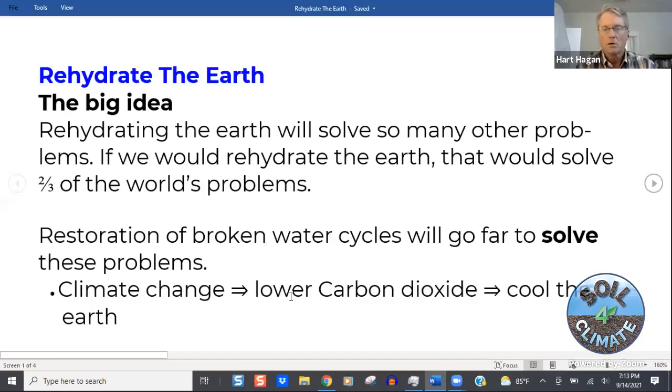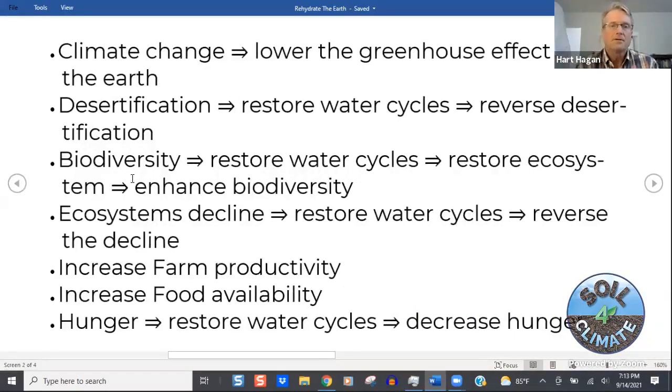If we lower carbon dioxide, restoring water cycles will help, because if you restore water cycles, ecosystems grow, plants start to take carbon out of the atmosphere and put it into the ground. And that will have the effect, if we do enough of it, of cooling the earth, because we deal with carbon.